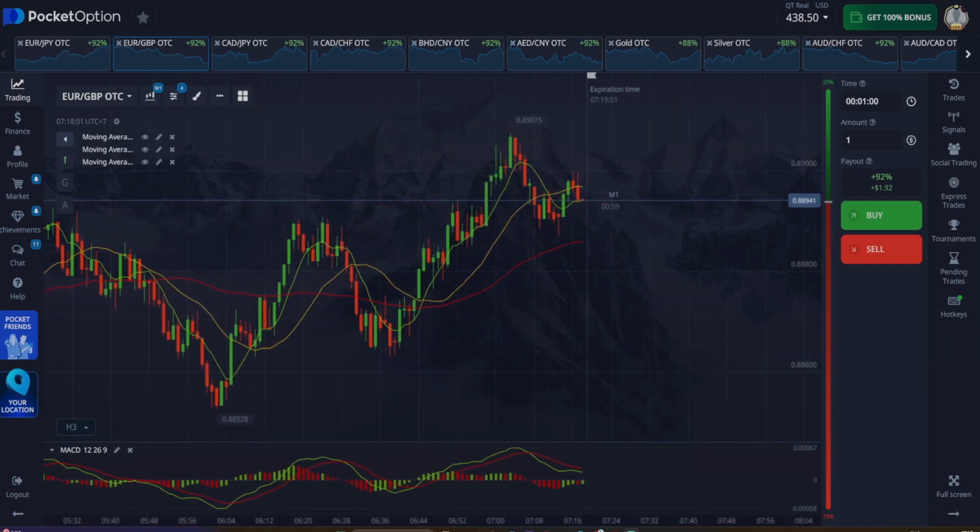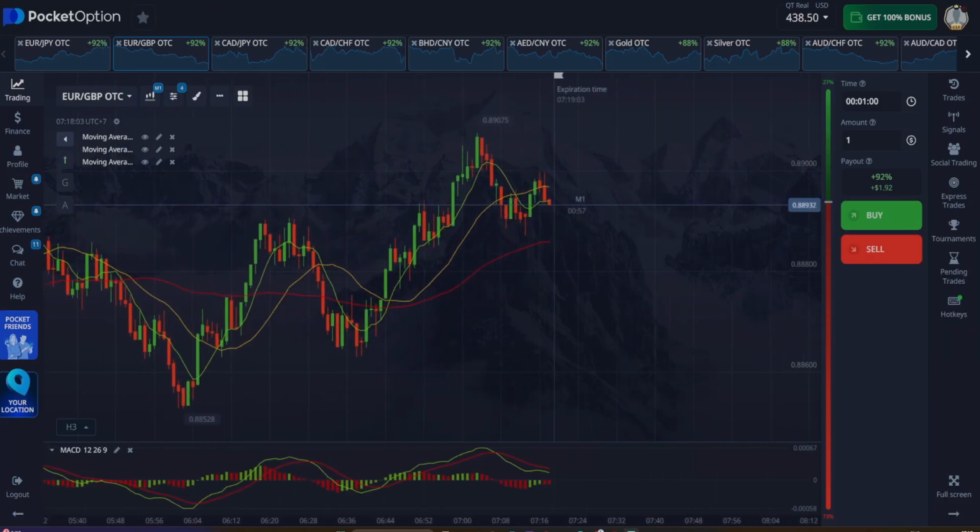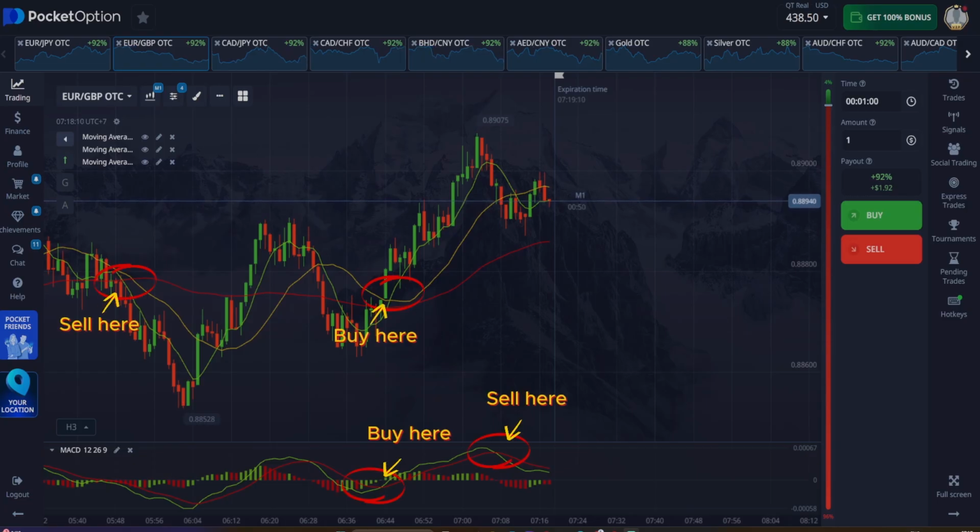The application of this strategy is very straightforward. We simply make use of moving average crossovers together with the MACD confirmation as the triggers for our entries. When the moving averages form a bullish crossover, it reflects buying pressure and upward momentum. That's our signal to take a buy. When they form a bearish crossover, it shows weakness and downward momentum. That's our signal to take a sell.